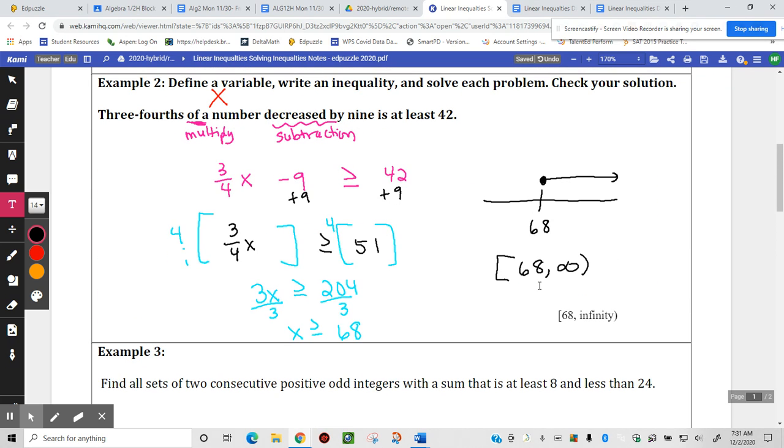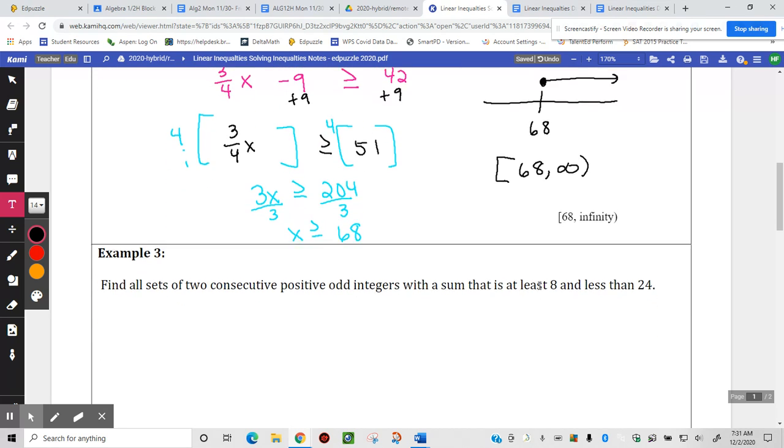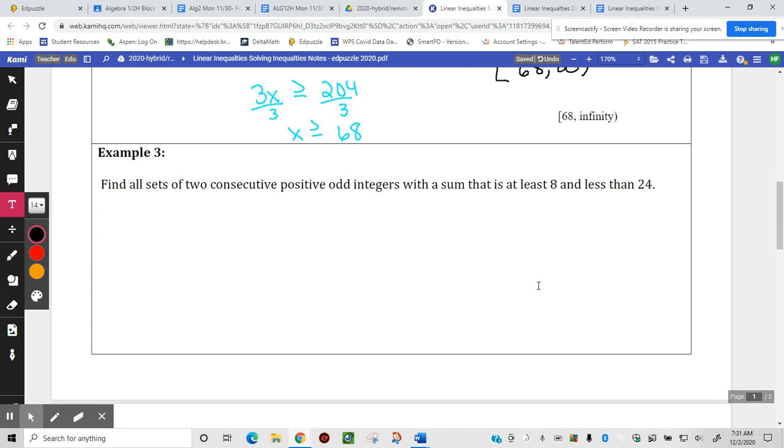Okay. Great. So I'm hoping that these are working out well and you like these and you're feeling better. Let's try this next one though and see what happens. Find all sets of 2 consecutive positive integers with a sum that is at least 8 and less than 24. All right. So we haven't done consecutive integers for a while.